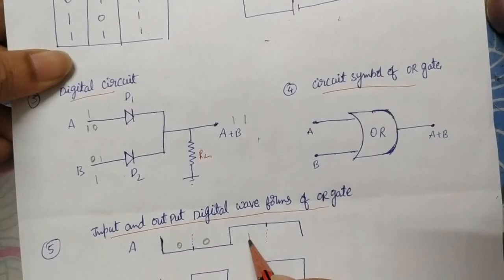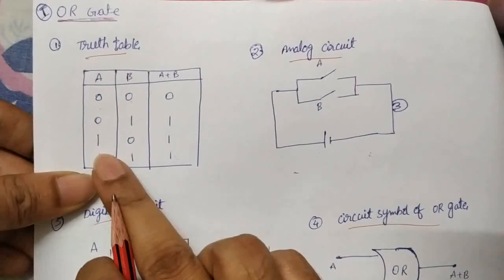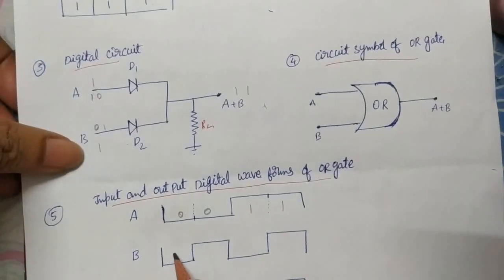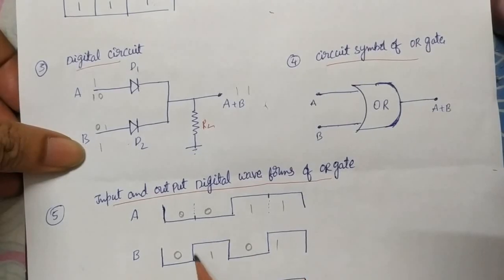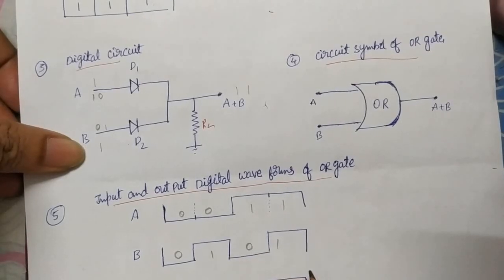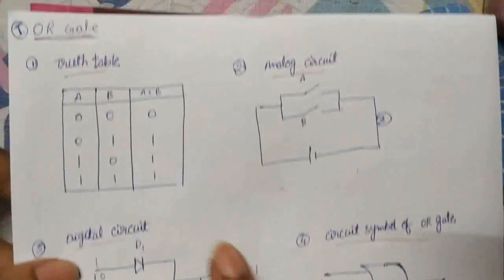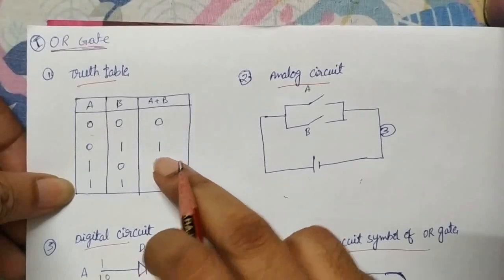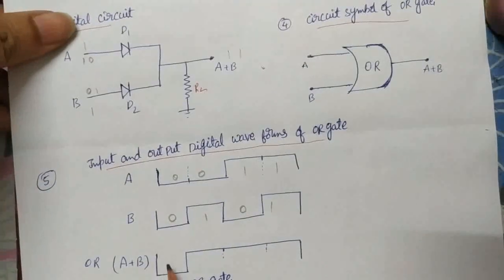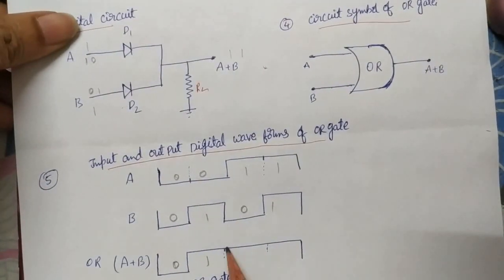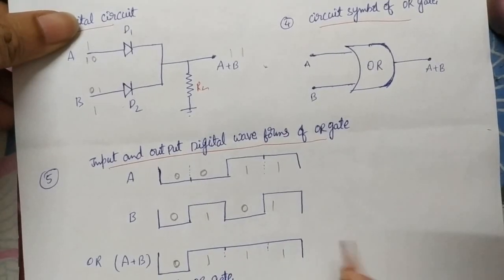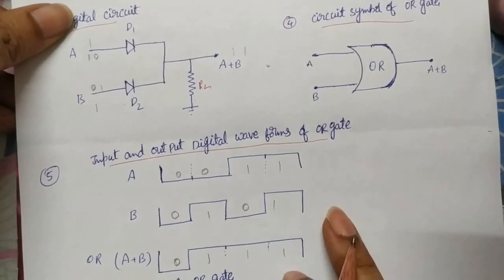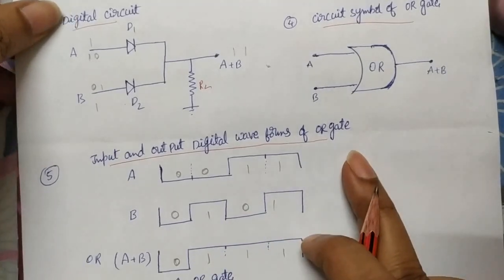You see 0 0 1 1. What about B? 0 1 0 1. So that's why B is 0 1 0 1: low, high, low and high. And what do you get as output? You see output is 0 1 1 1. Low value, and then high, high and high we are getting. So first you get a low value, then you get high and continuous high values. This is about the input and output digital waveforms of the OR gate.